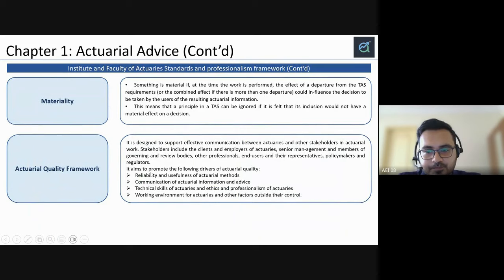Within this, they have said it aims to provide reliability and usefulness of actuarial methods, communication of actuarial information and advice. I think this is again at the end. Communication of your work will probably be at the end. So it is probably not relevant to me right now in my question.